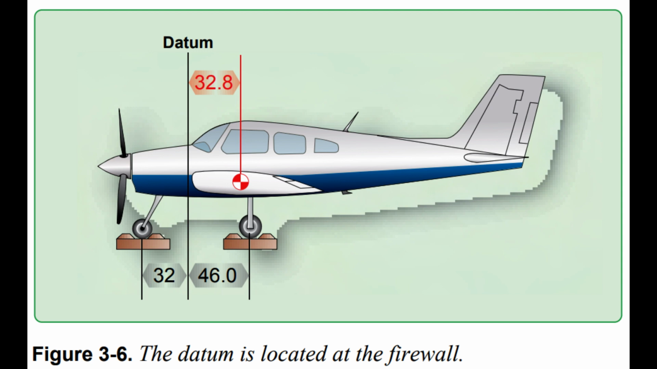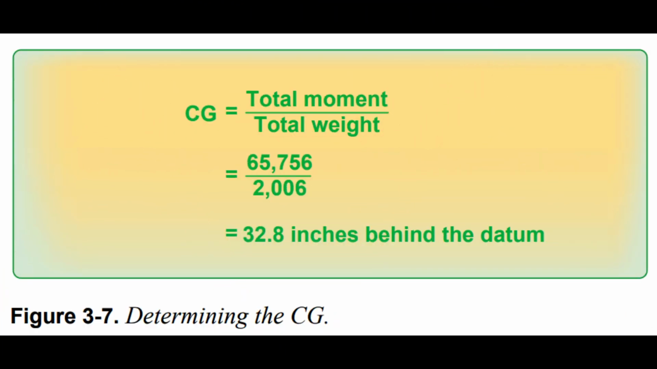Subtract the weight of the chocks, called tare weight, from the scale reading to determine the net weight at each weighing point. Multiply each net weight by its arm to determine its moment, and then determine the total weight and total moment. The CG is determined by dividing the total moment by the total weight. Figure 3.7. The airplane illustrated in Figures 3.5 and 3.6 has a net weight of 2,006 pounds, and its CG is 32.8 inches behind the datum.